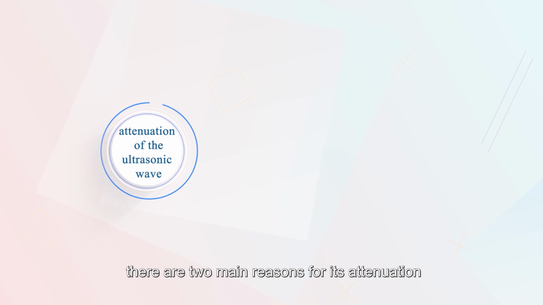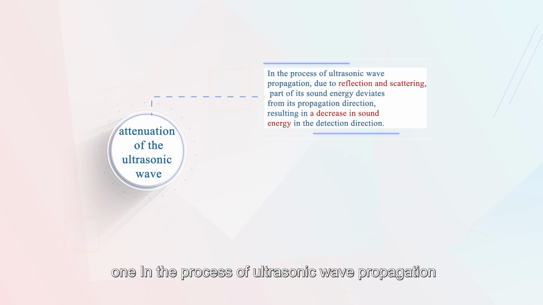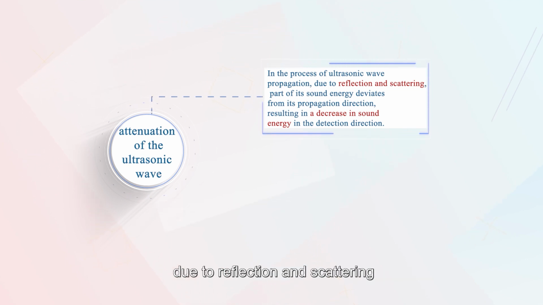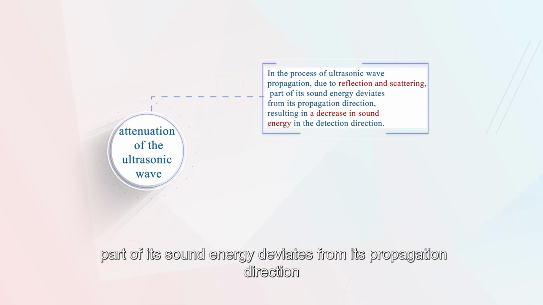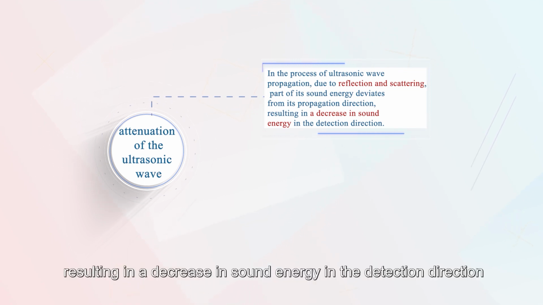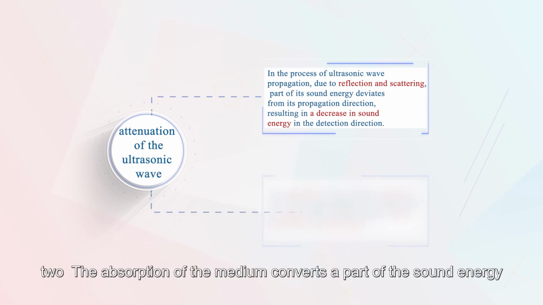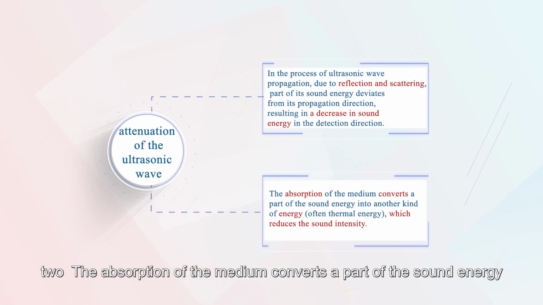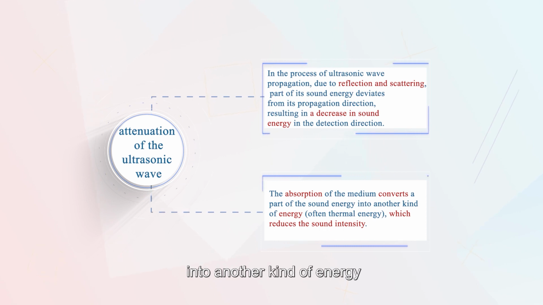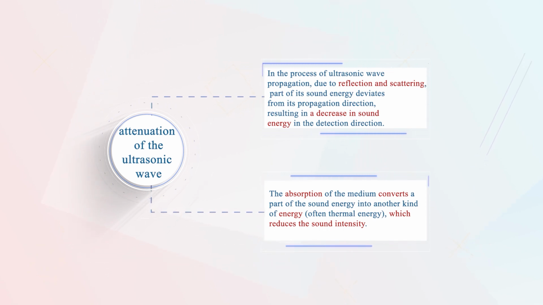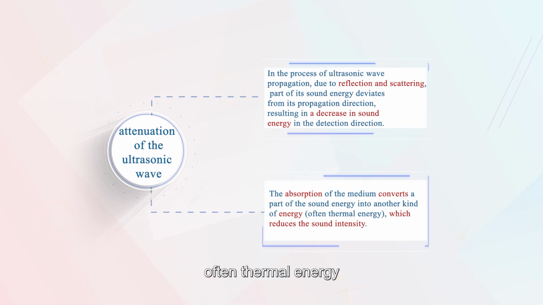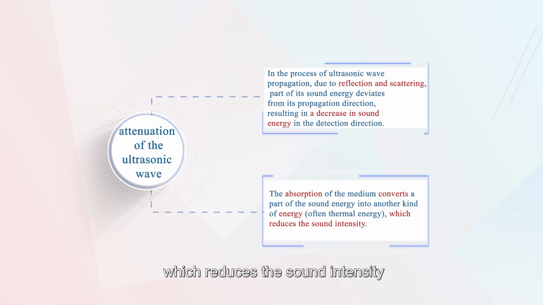To sum up, there are two main reasons for its attenuation. 1. In the process of ultrasonic wave propagation, due to reflection and scattering, part of its sound energy deviates from its propagation direction, resulting in a decrease in sound energy in the detection direction. 2. The absorption of the medium converts a part of the sound energy into another kind of energy, often thermal energy, which reduces the sound intensity.